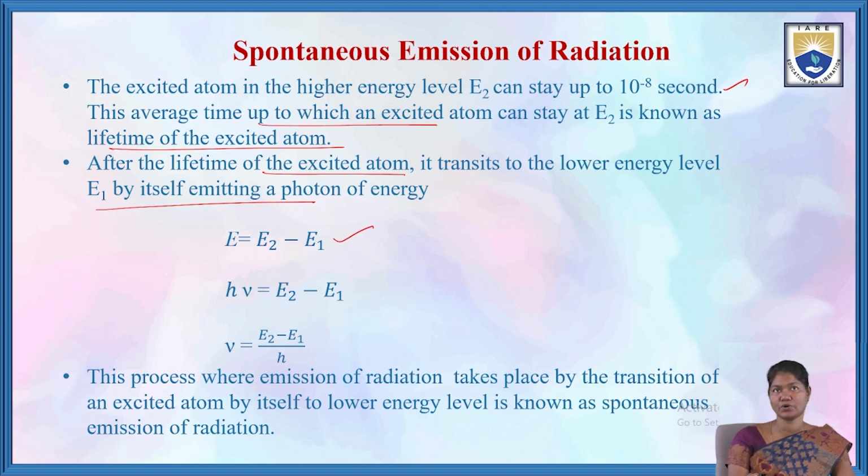E is equal to h nu according to Planck's. So h nu is equal to E2 minus E1, which implies nu is equal to E2 minus E1 by h. Here h is the Planck's constant, nu is the frequency, E2 is the higher excited state, and E1 is the lower energy state. This process, where emission of radiation takes place by the transition of an excited atom by itself to a lower energy level, is known as spontaneous emission of radiation.